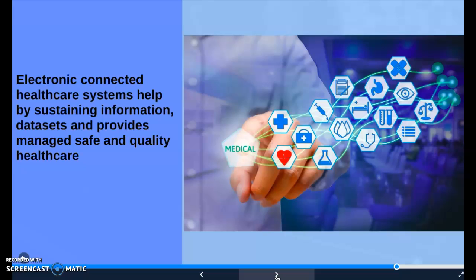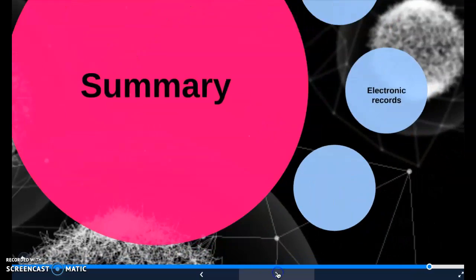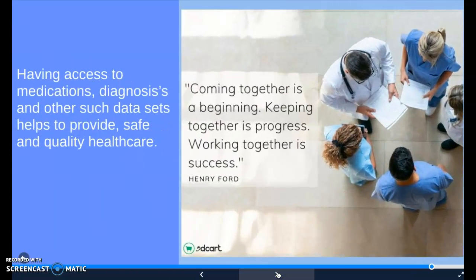Having an electronic connected healthcare system helps by sustaining information data sets and provides managed, safe, and quality healthcare. Having access to medications, diagnoses, and other such data sets helps us to provide safe and quality healthcare.